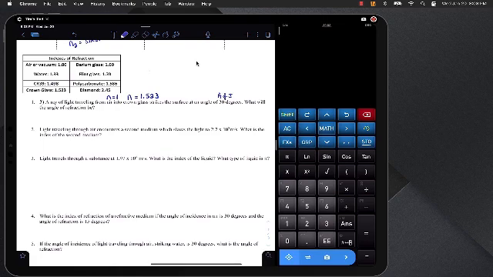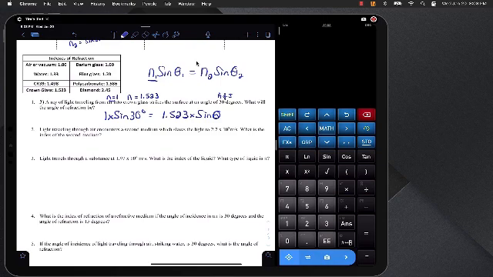Again, Snell's law, n1 sine theta 1 equals n2 sine theta 2. We'll go ahead and start plugging our stuff in. We have n1, that's going to be 1, times sine of our angle of incidence, which was 30 degrees, equals n2, the index of refraction for crown glass, times sine of an angle we don't know yet. We're going to hop over to the calculator.